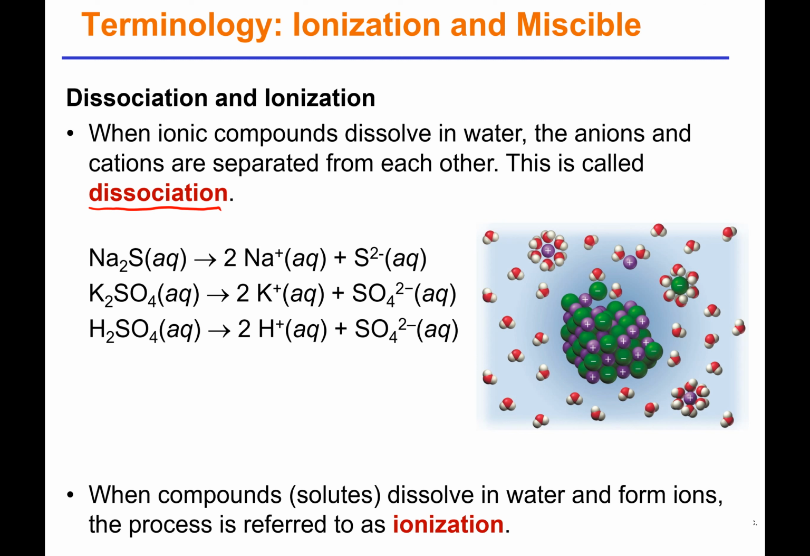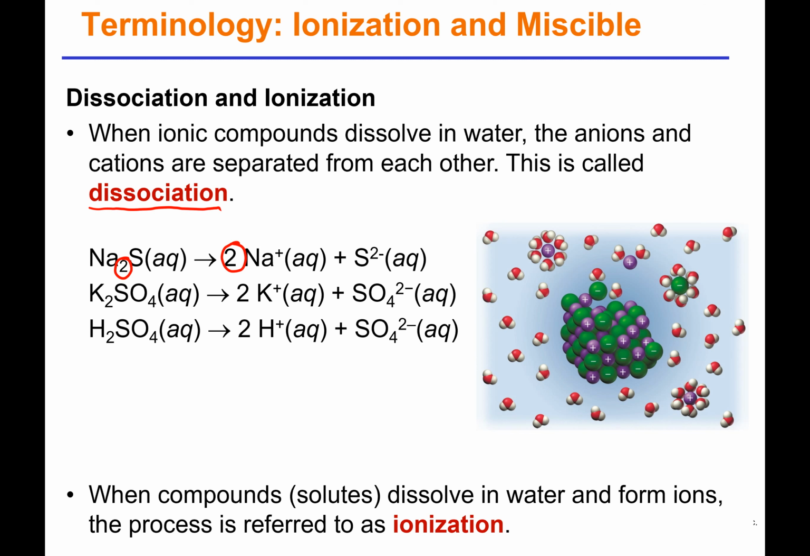So let's take a look at a few examples. Here we have sodium sulfide. If we break that into ions, we know we're going to end up with Na+ and S2-. And notice here that since we have two sodiums in the compound, we'll end up with two sodium ions. And the same thing is true for the example below.